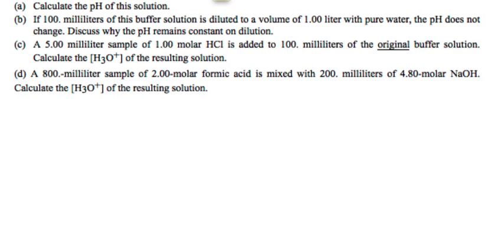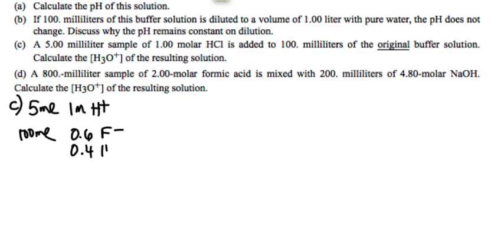So part C then, which I'm working on now, says a 5 mL sample of 1 molar H plus is added to 100 mL of the original buffer. Remember that buffer was 0.06 in the ion and 0.04 in the acid? 100 mL of that. So that's what we're doing. What kind of problem is that? Invader. And again, we're calculating the H3O plus. So what are we going to start for the invasion?